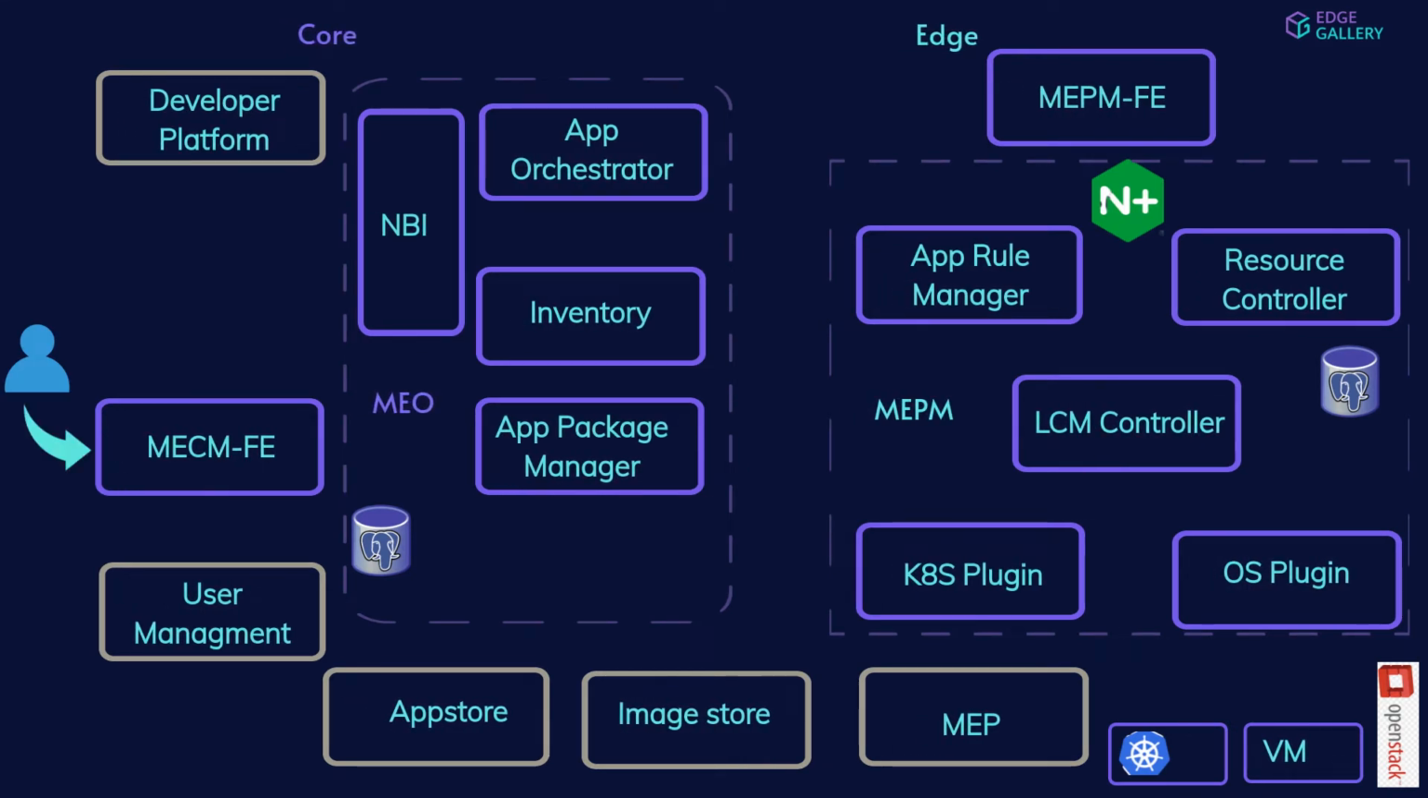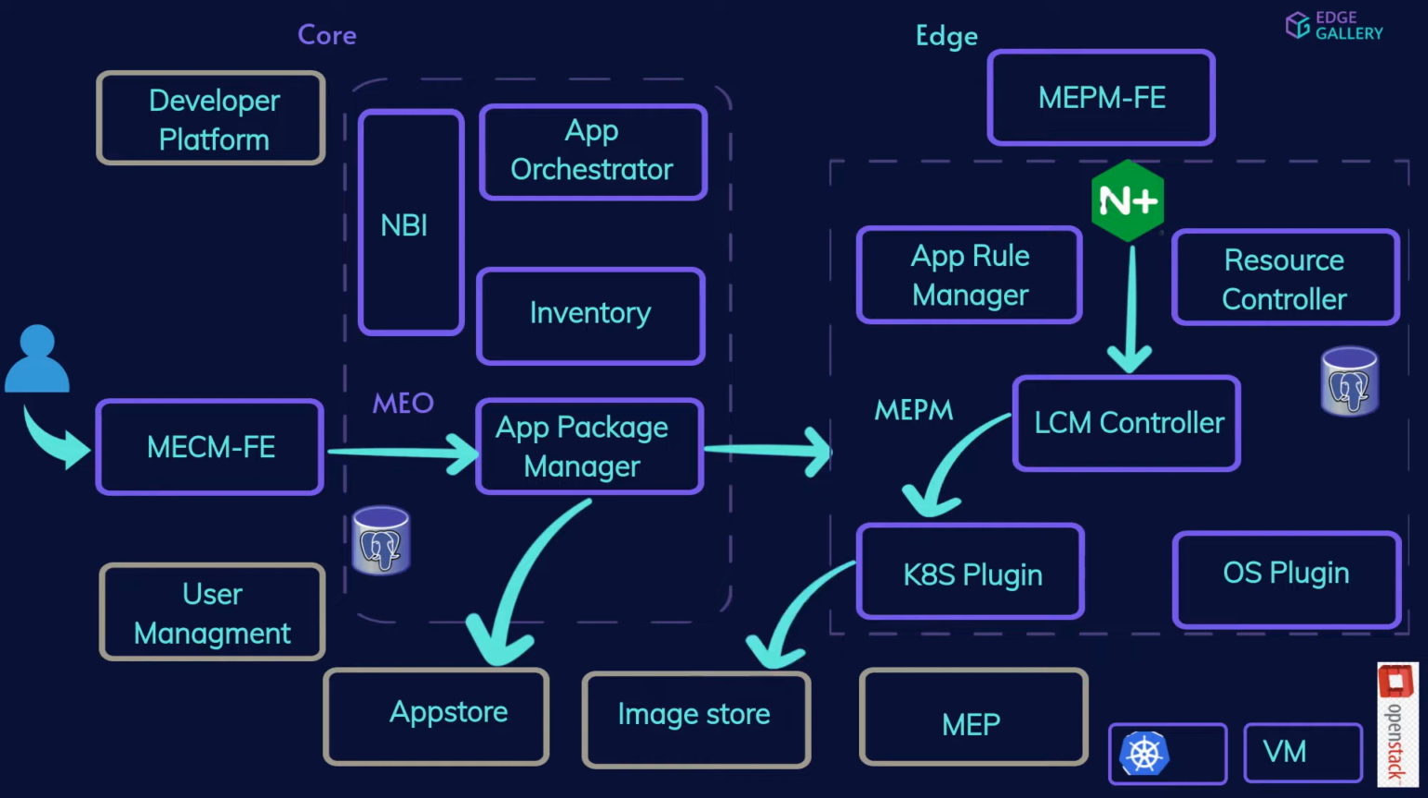On distribute request, Application Package Manager, APM, downloads the application package from App Store, and distributes the application to all the selected edges interacting with MEPM. LCM Controller, based on Vim type, chooses the underlying plugin to upload the application image or images.